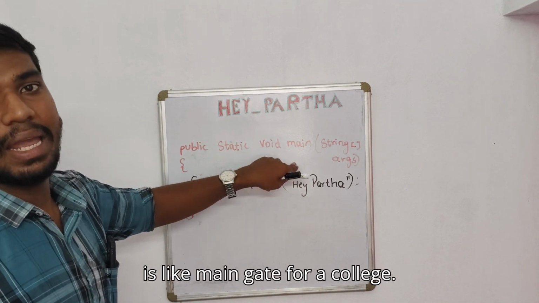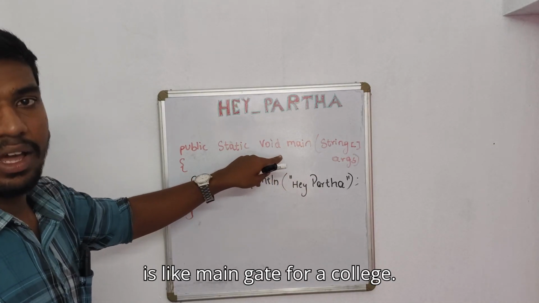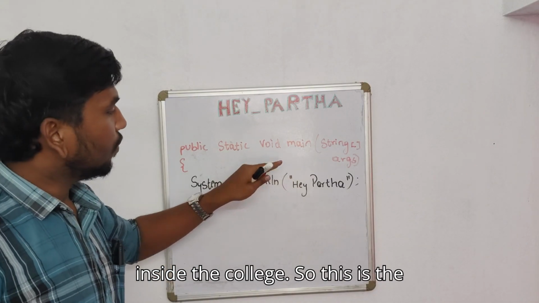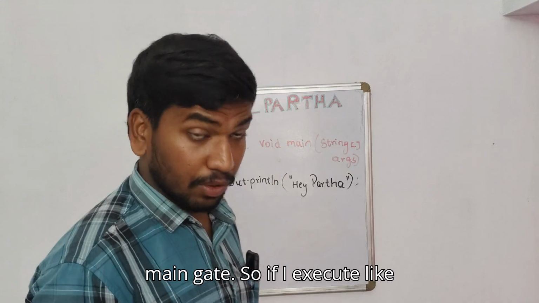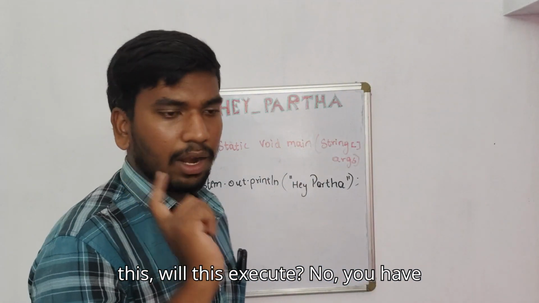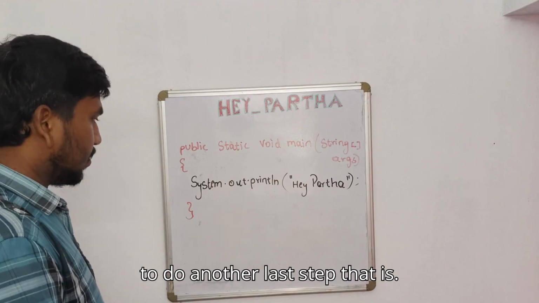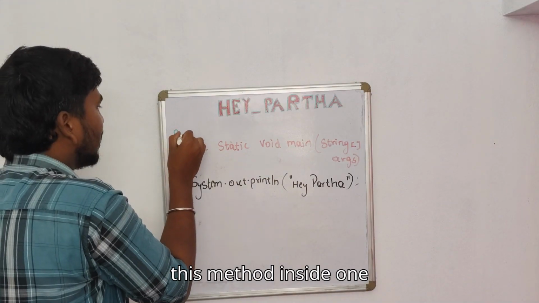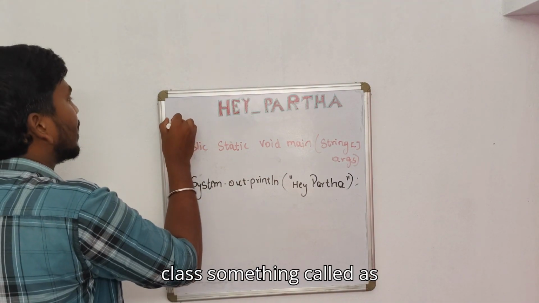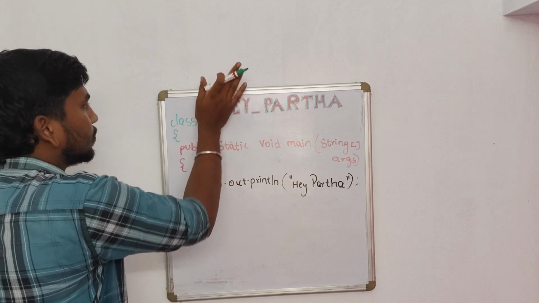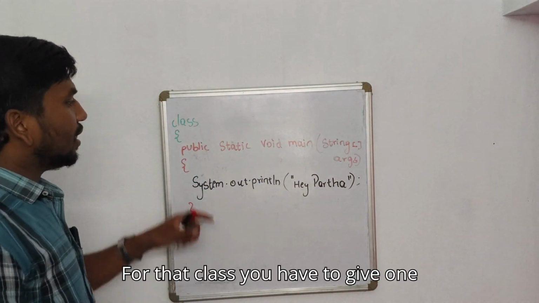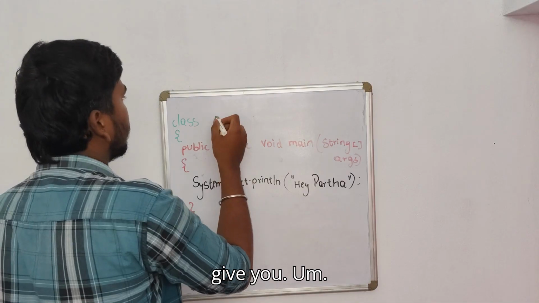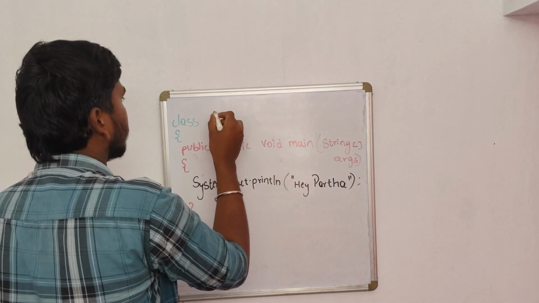Without this main method, it is like the main gate for a college. Without the main gate, no person can enter inside the college. So this is the main gate. So if I execute like this, will this execute? No. You have to do another last step. You have to write this method inside one class. For that class, you have to give one name. Any name you can give. Maybe I'll give Partha.